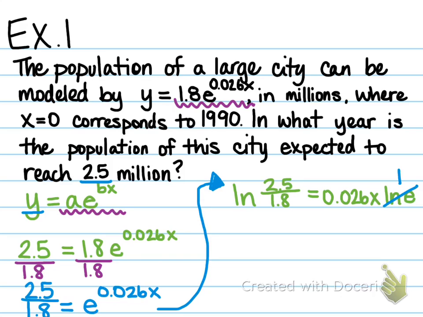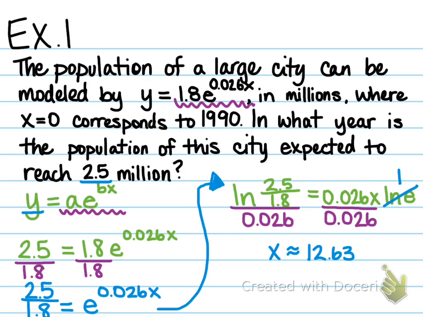So now I need x by itself. I'm going to divide by 0.026 on both sides. So in my calculator, I would type the natural log of 2.5 divided by 1.8. Make sure you close parentheses, and then divide by 0.026. So if you type that into the calculator, you're going to get that x is about 12.63.